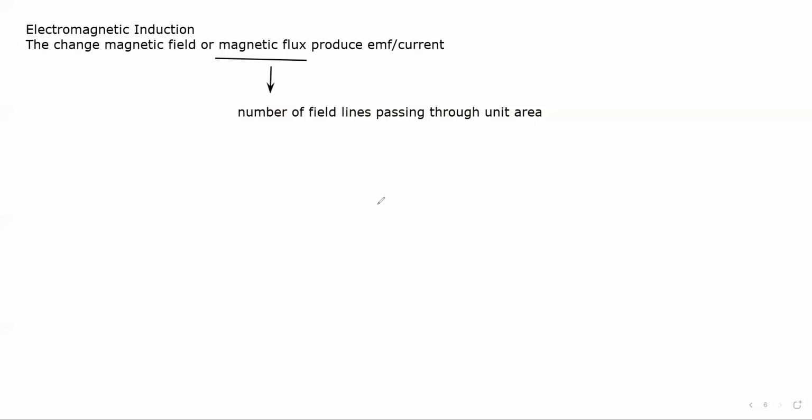For example, you have a wire, say a straight wire, and you connect this wire with a voltmeter. These are the connection wires. The red part is representing the connection wire, and you connect it with a voltmeter.